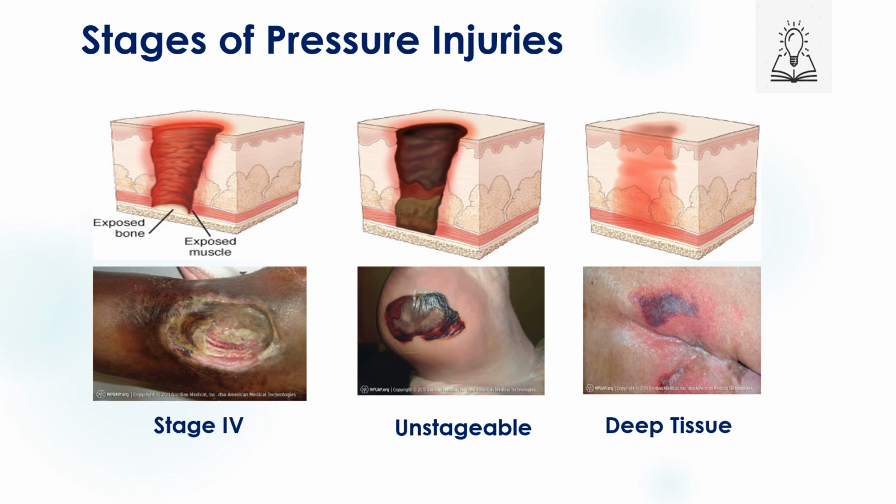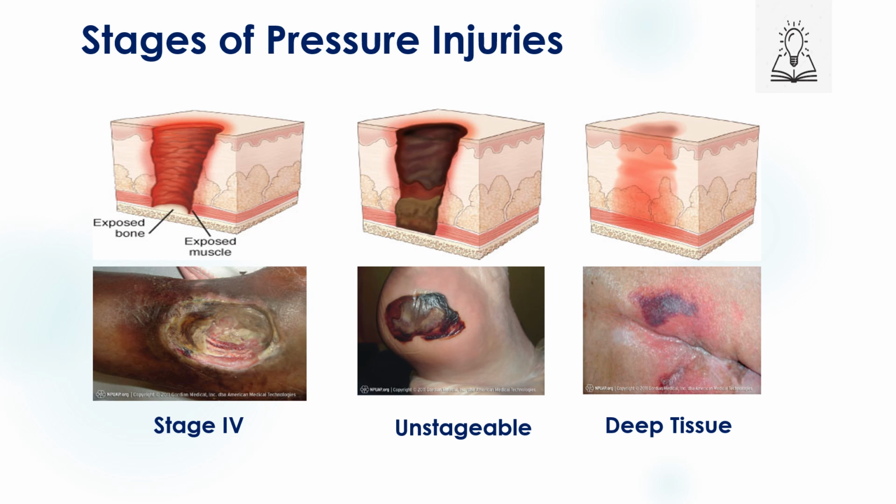And then we have the deep tissue injury, which is characterized by persistent, non-blanchable discoloration that appears red, maroon, or purple. So the skin may be intact or have a blood-filled blister. Foam dressings or hydrocolloid dressings can be used to protect the area and manage exudate while promoting a moist wound environment.